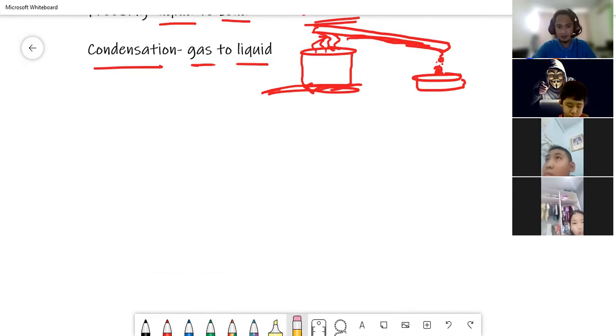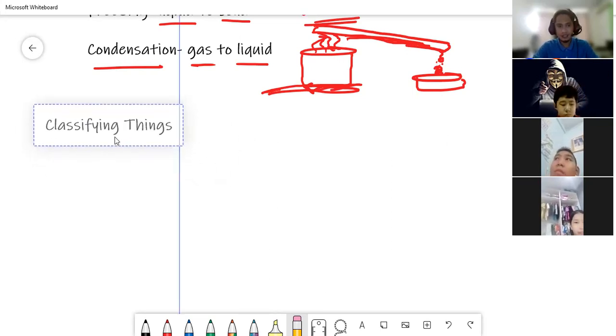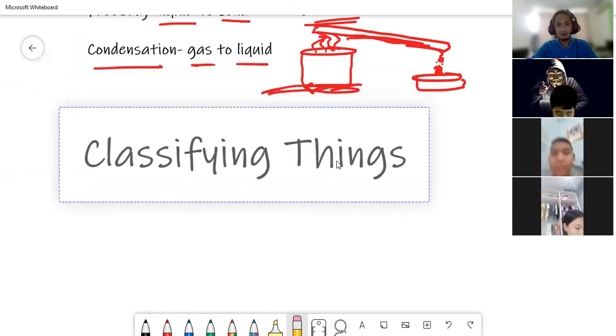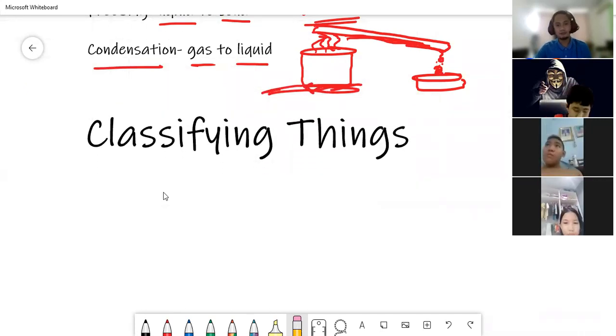Okay, classifying things. I will write it here. Classifying things or classifying objects, สิ่งของ, no? Chapter 4, I think. Now, we are surrounded by a variety of things. These things have characteristics that allow us to learn with them. Ways of classifying things.